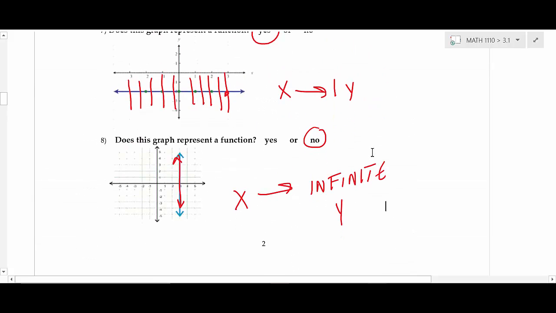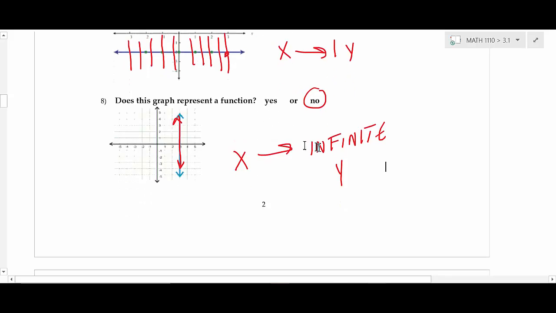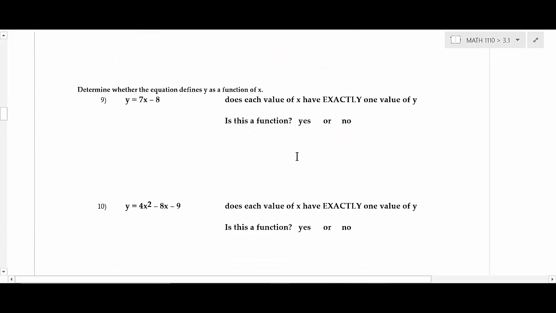Okay, so that part right there, vertical line test, usually very smooth for students. The next thing is where I find students have a little bit more struggle with in this section. And the idea is you're given an equation and you want to reason out whether it's a function or not without graphing or anything. Okay.